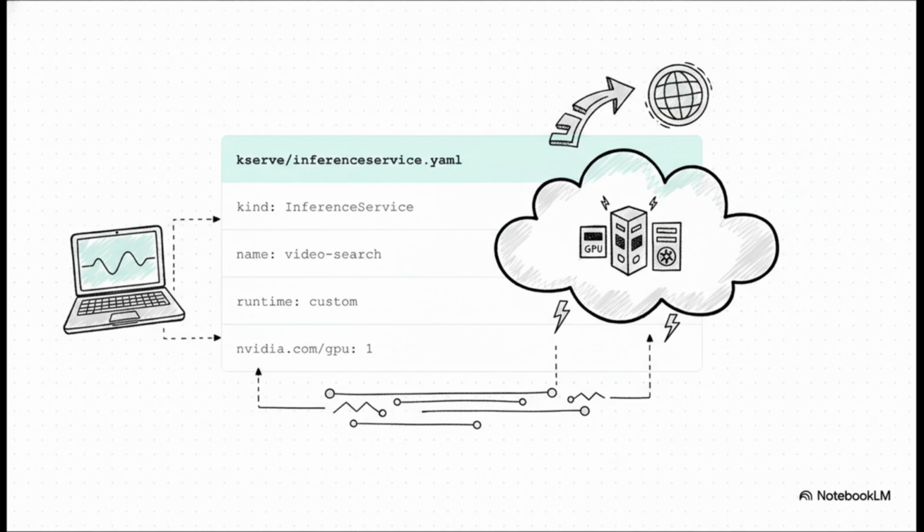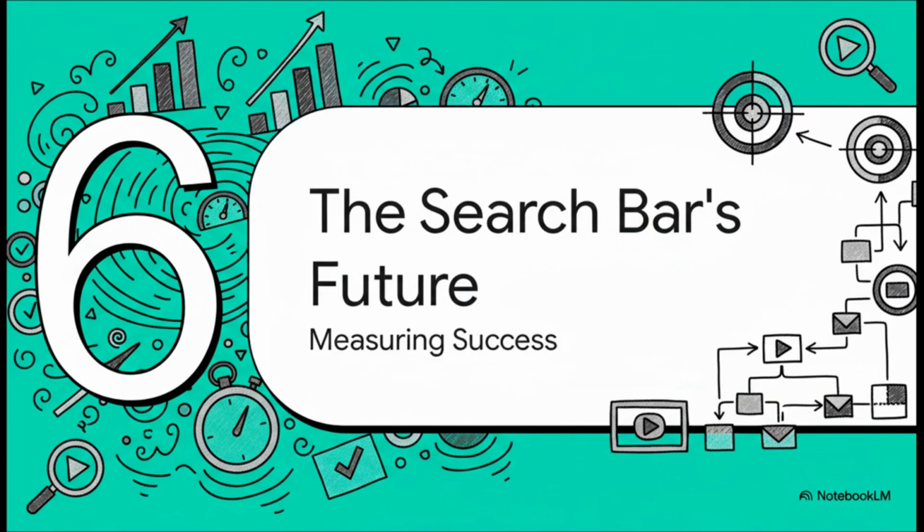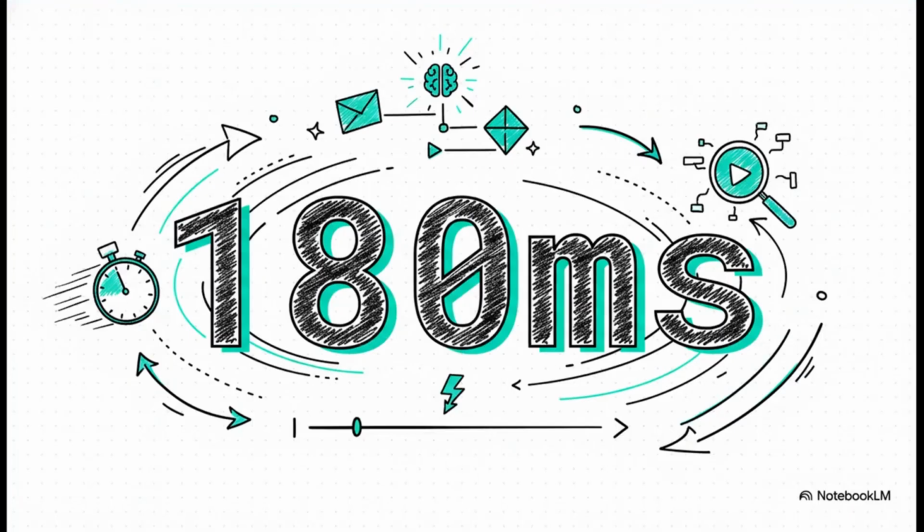Okay, so we've walked through the whole build, from the AI models to the deployment code. But the big question is, does it actually work? And, how well does it work? The final piece of this whole puzzle is looking at the numbers to see if all that hard work actually paid off. First up, let's talk about speed.